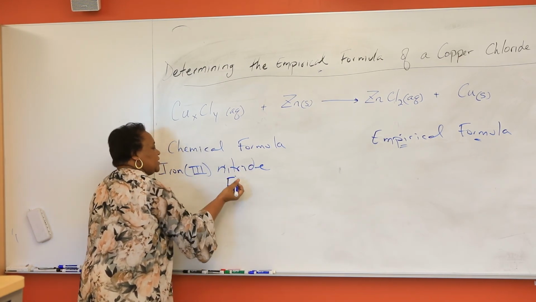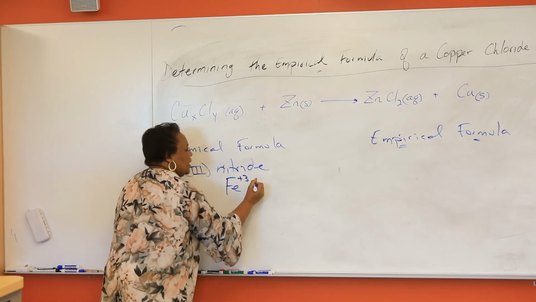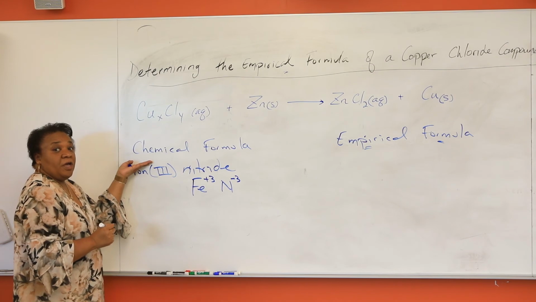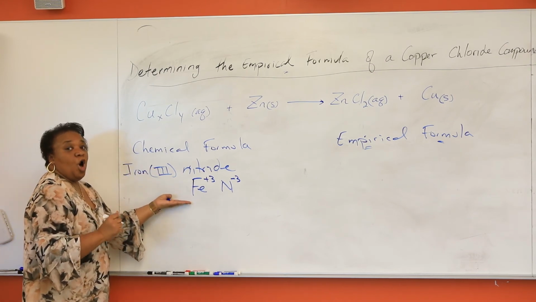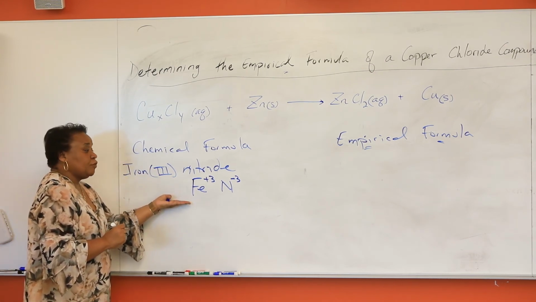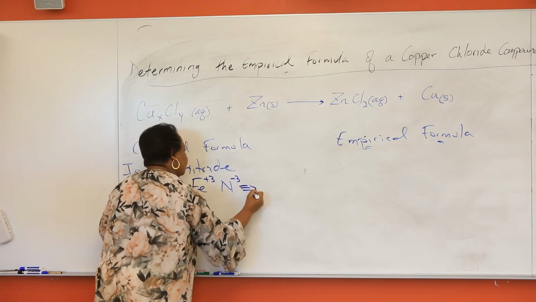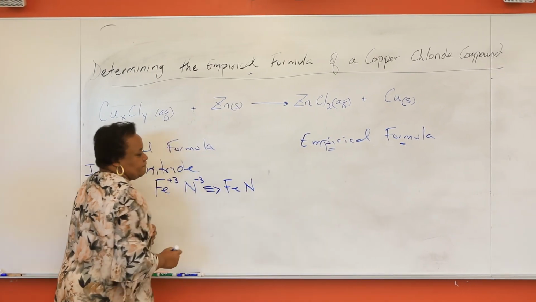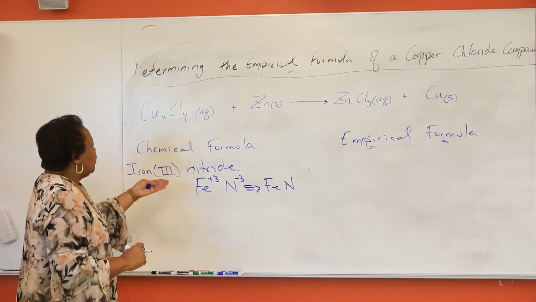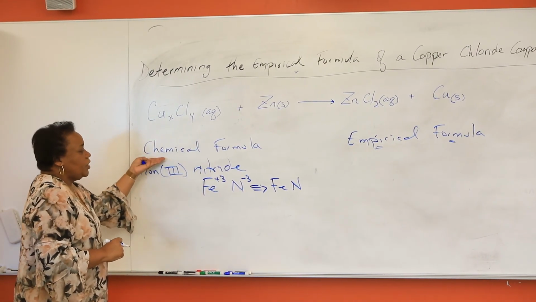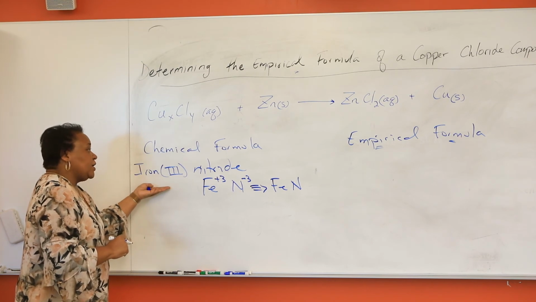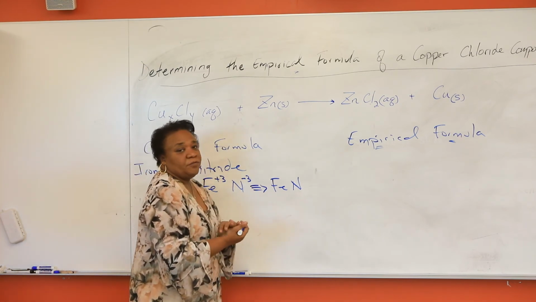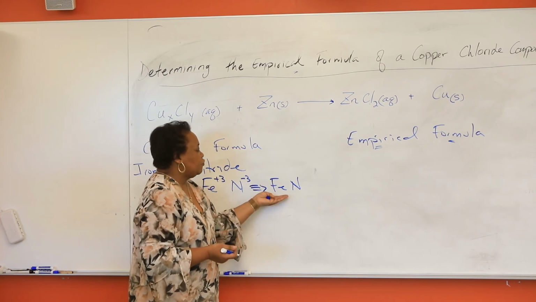So initially you might say, oh, Fe is +3, and N is -3. But when we talk about ionic compounds, do you agree? We always use what? The simplest ratio, and therefore iron 3 nitride is FeN. So when we look at our ionic compounds, you should recognize that the chemical formula is always in that simplest ratio.